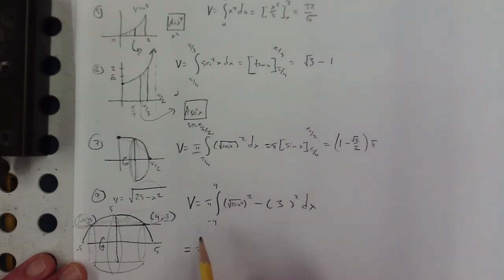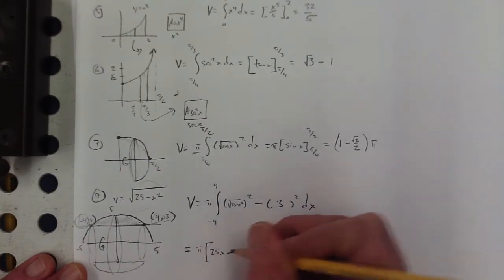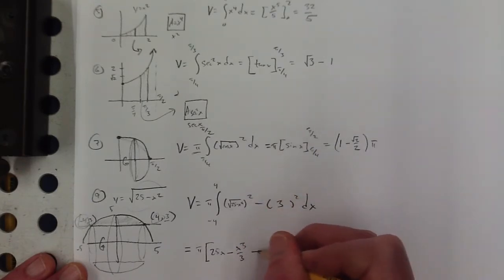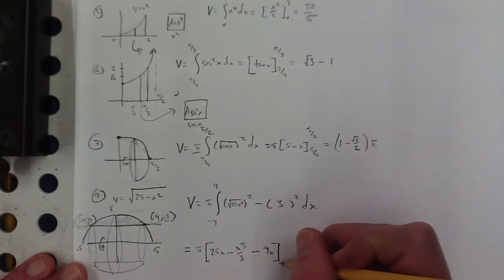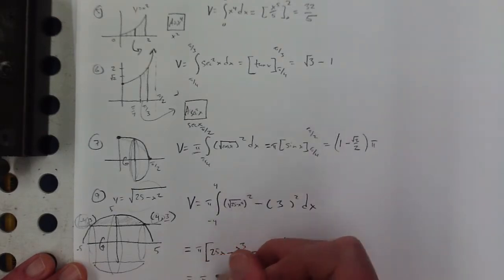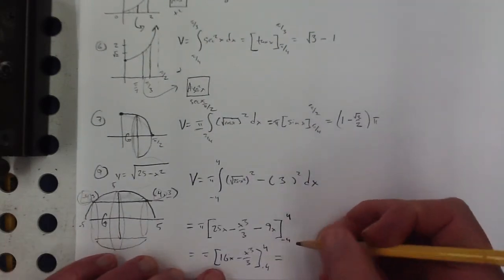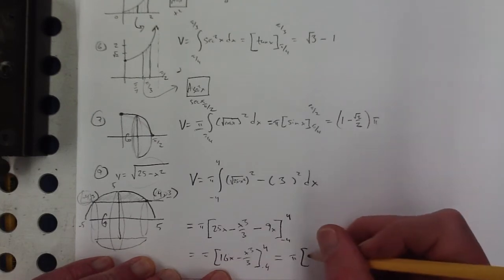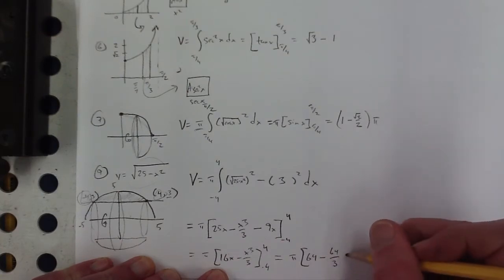So the square root and the square, those cancel out, so I have 25 minus x squared. The antiderivative of 25 is 25x. Antiderivative of x squared is x cubed over 3. And the antiderivative of 9 is 9x. So that's really just 16x. I really want to simplify that. So I'm going to. 16x minus x cubed over 3 from negative 4 to 4. Alright, so that's pi times 4 times that's 64 minus 4 cubed is also 64 over 3.